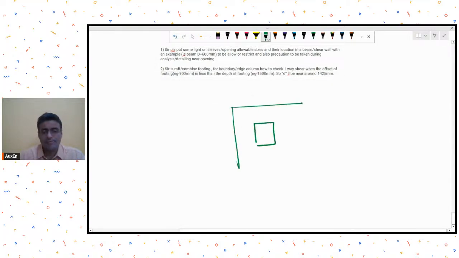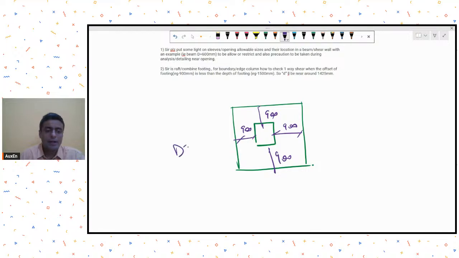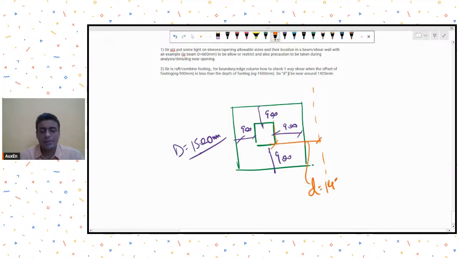Suppose this was your footing, okay, and suppose this offset was 900 mm all around, but you had provided a very deep footing depth. Let us say your capital D was 1500 mm. That's what he's saying in the example. So what will happen now when I have to check my shear? I will check shear at D distance away. So when I go and check my shear at D distance away, what do I find? That my D distance away section lies outside the footing, isn't it?